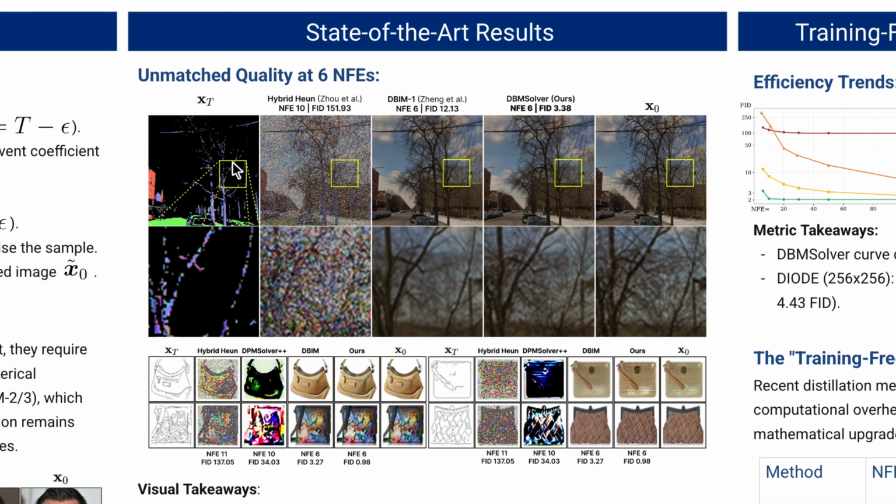And here, as we can see, we have unmatched quality at 6 NFEs, and unmatched quality at even higher NFEs as well. We can see that DBIM lands at an FID of 12.13 in the table of the main paper at 6 NFEs, whereas DBMSolver gets 3.38, and this is on the DIODE dataset. And we can see that on the DIODE dataset, the tree branches and twigs are rendered cleanly for DBMSolver, whereas for DBIM, there's a lot of smoothing. So same compute budget, but DBMSolver producing much higher quality.